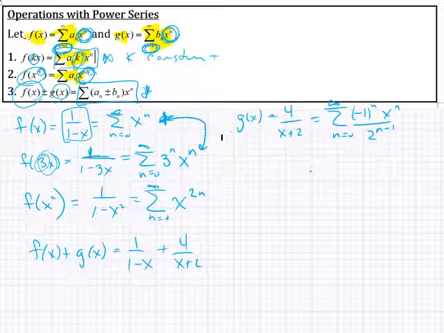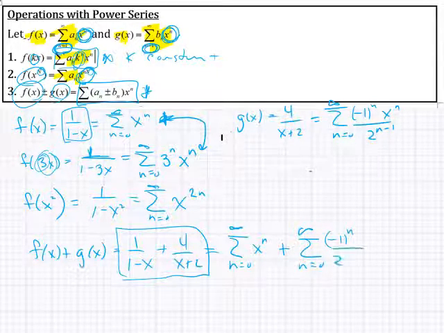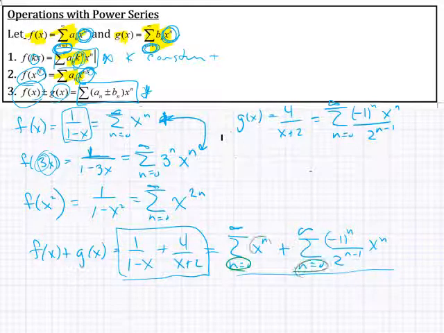I could find a common denominator and put it all together as one fraction. But whatever that ends up being as one fraction, it should be equal to the sum of n equals 0 to infinity of x to the n plus the sum of n equals 0 to infinity of negative 1 to the n over 2 to the n minus 1 x to the n. And I can put these two series together as a single series because their index starts at the same spot and they are centered at the same thing. And all I simply have to do is add the corresponding coefficients.